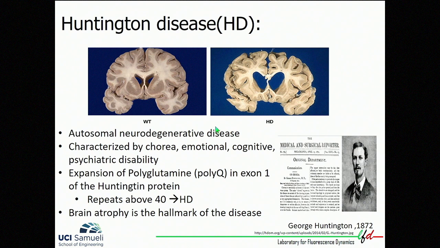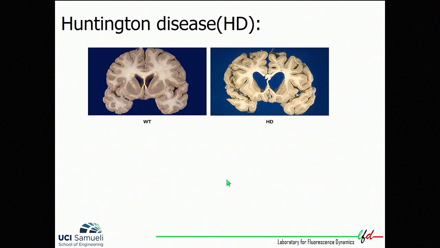For the first application, I'm going to show you an application using a model of Huntington's disease. And as you all know, Huntington's disease is an autosomal neurodegenerative disease. It's characterized by emotional, cognitive, and psychiatric disability, and in our example, we're using the exon 1 polyQ expanded form of the protein.